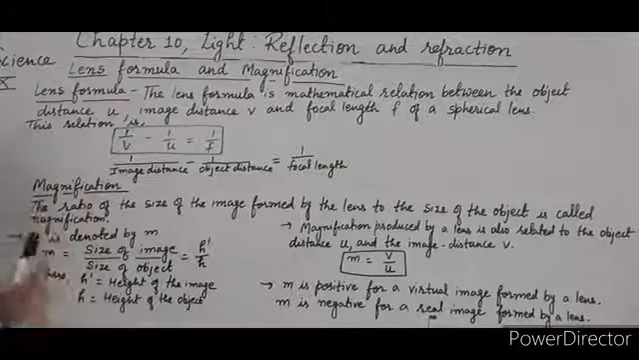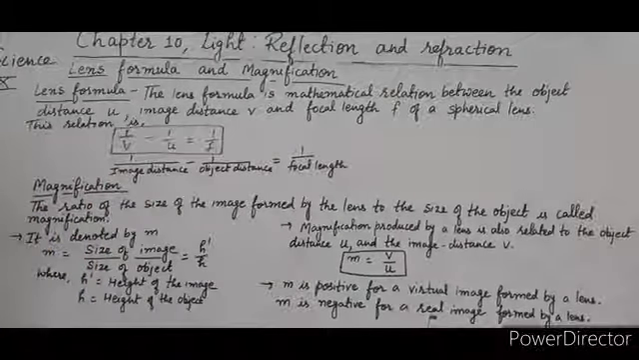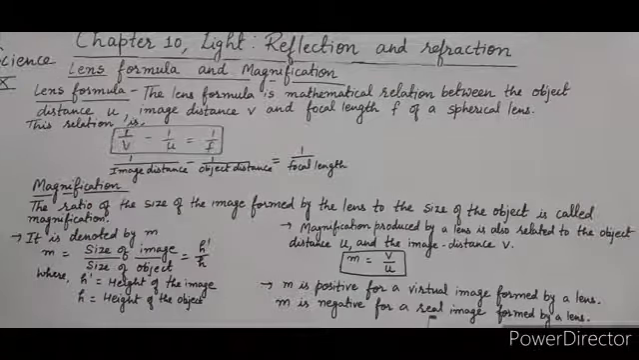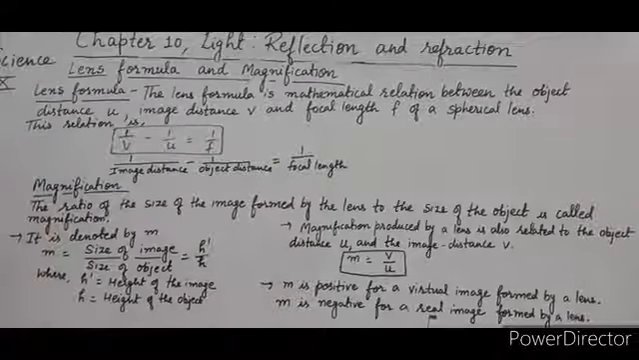We have to apply the lens formula in certain problems, mathematical sums related to spherical lenses. We know the focal length of a convex lens is taken as positive, and the focal length of a concave lens is taken as negative. Now after this, magnification.